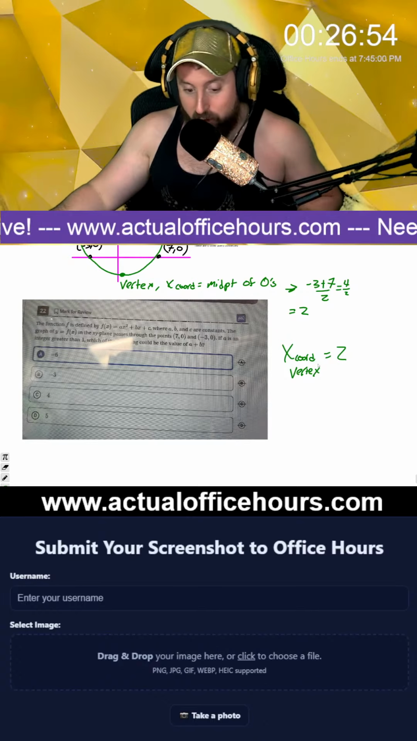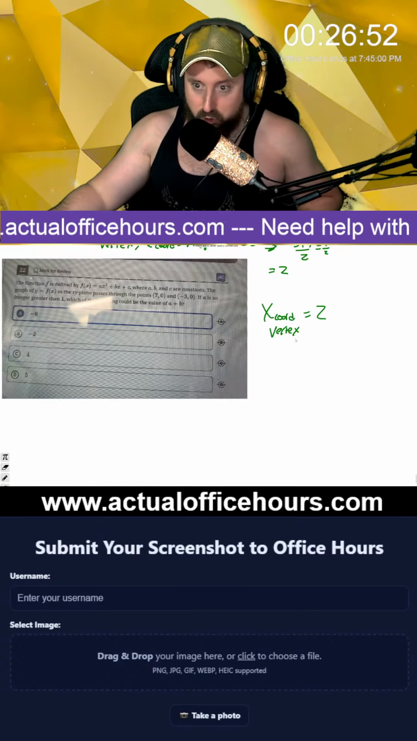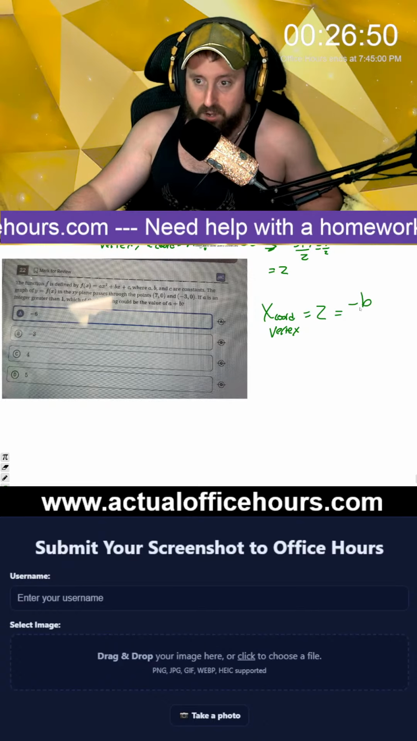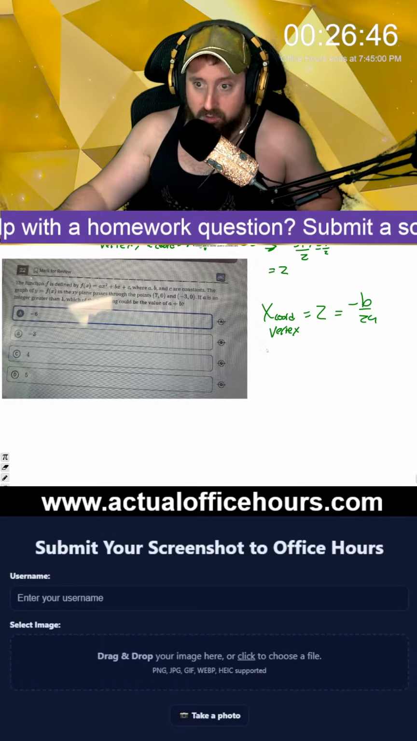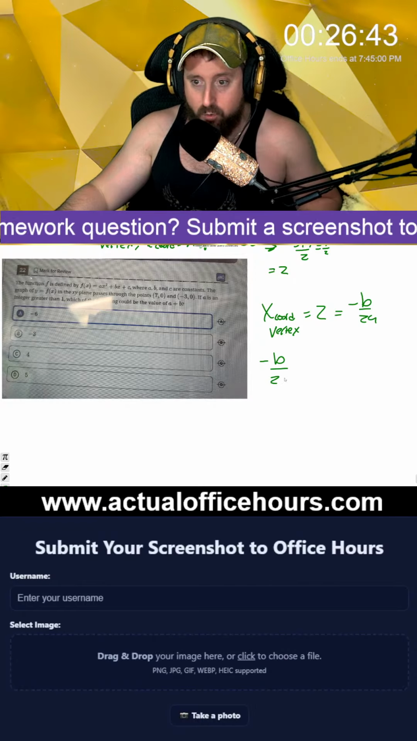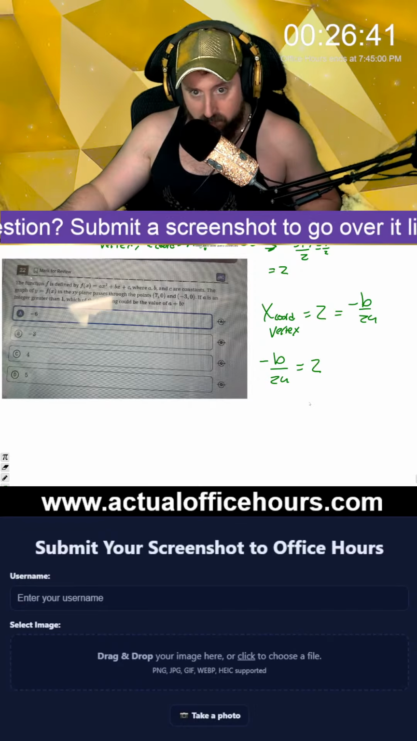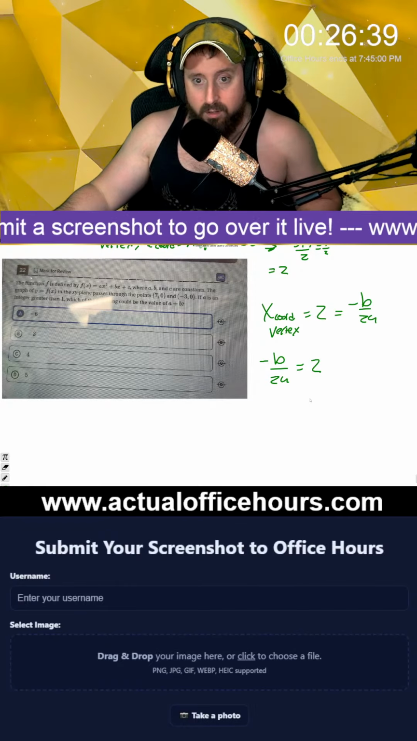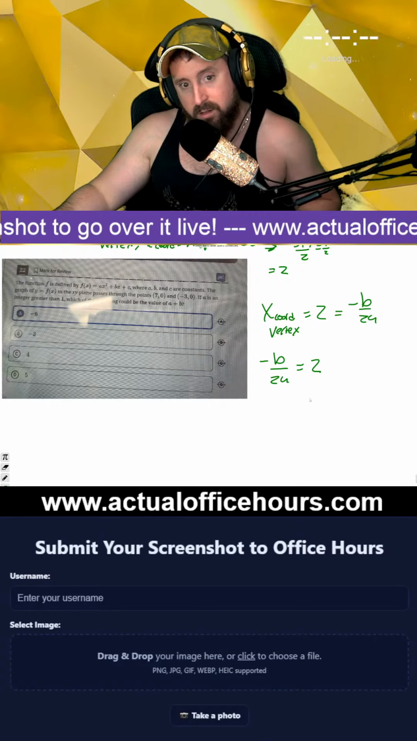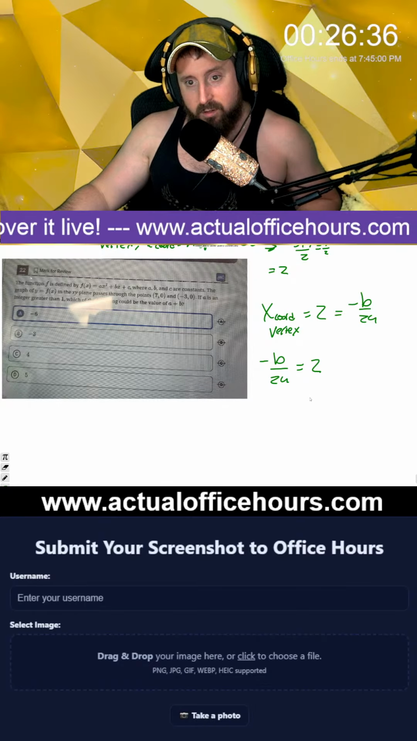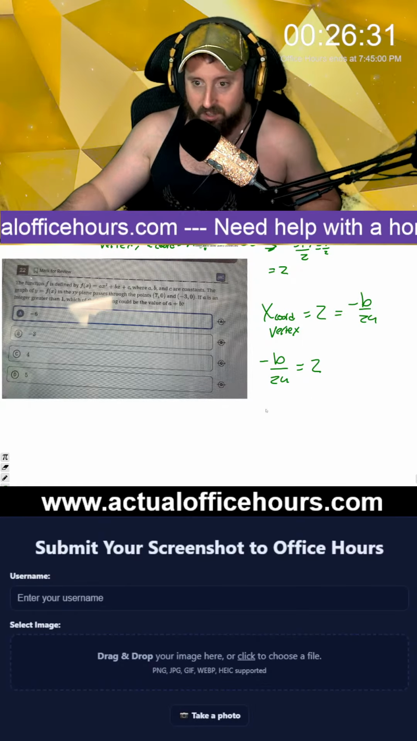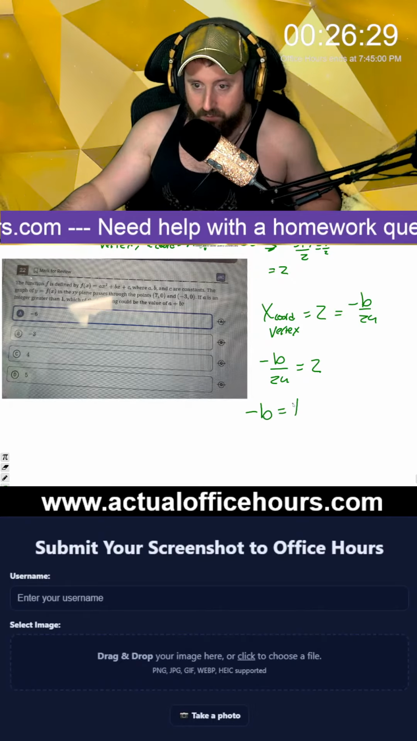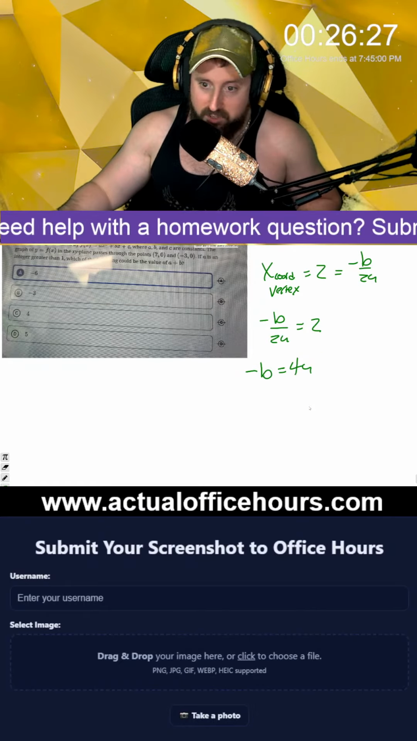And this is something we learned previously as a little shortcut. This is also equal to negative b over 2a, okay? So now I know that negative b over 2a is equal to 2. So then what could be a value of a plus b? Interesting. So negative b is equal to 4a. This is really cool, actually.